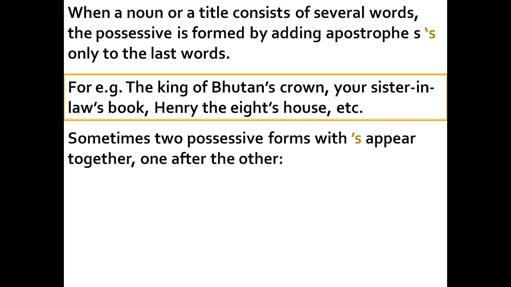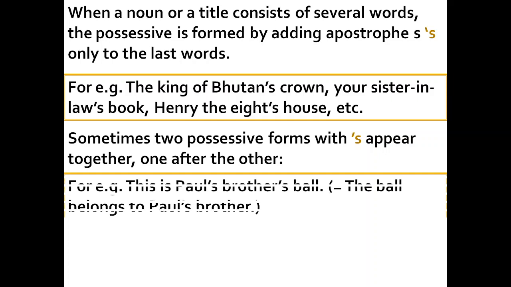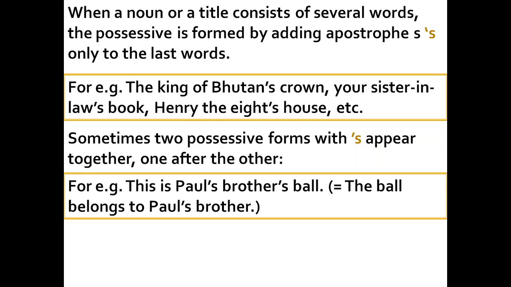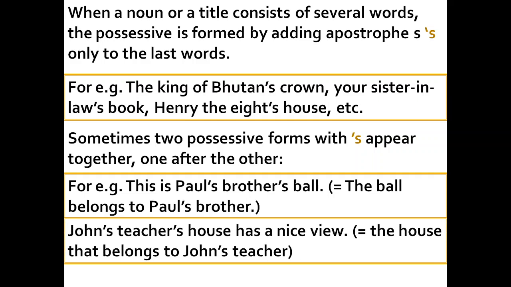Sometimes two possessive forms with apostrophe S appear together, one after the other. For example, this is Paul's brother's ball, which means the ball belongs to Paul's brother. John's teacher's house has a nice view. That is the house that belongs to John's teacher.